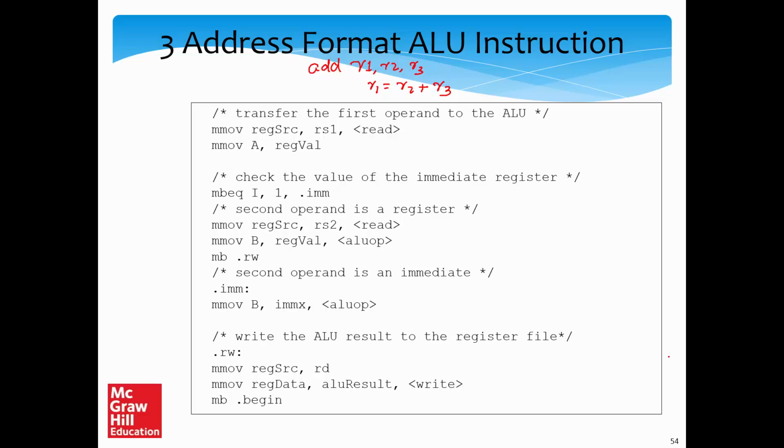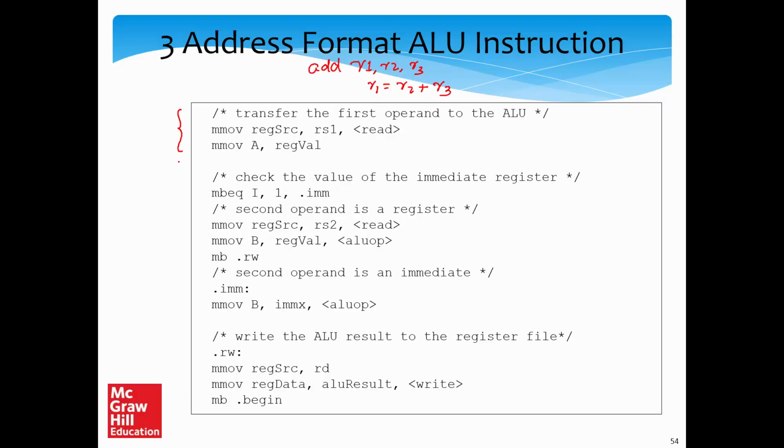So the first step is we need to read the sources of the ALU operation, which in our running example is an add operation, but can be any 3 address format ALU instruction. Then we do the ALU operation and we write the result back. So there are many steps here. Let's take a look. The first step, which is the first 2 lines, is to transfer the first operand to the ALU.